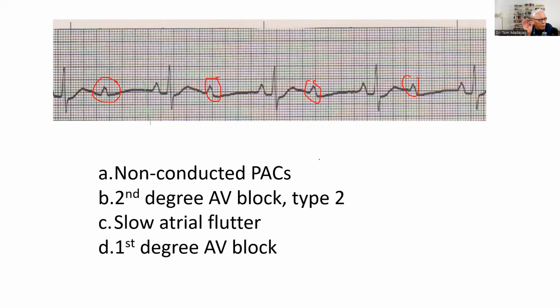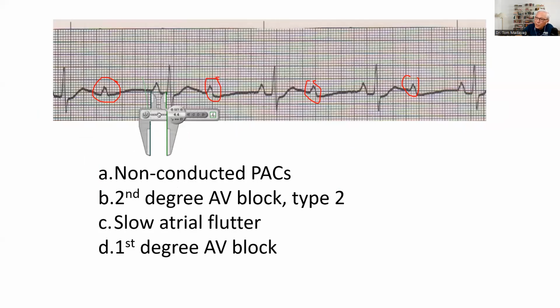Now, it could not be a first degree AV block because in first degree AV block, remember, all P waves are supposed to have a QRS complex. The only thing is that there is a prolongation of the PR interval. But in here, we have a consistent PR interval. So if we measure the PR intervals, and I'm going to illustrate that again with our measuring device here, we could see that the PR intervals remain the same.